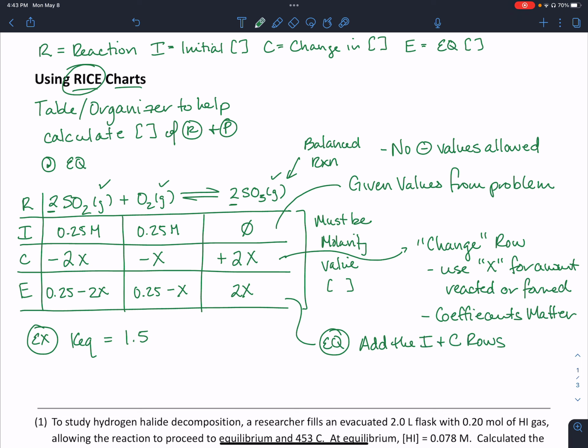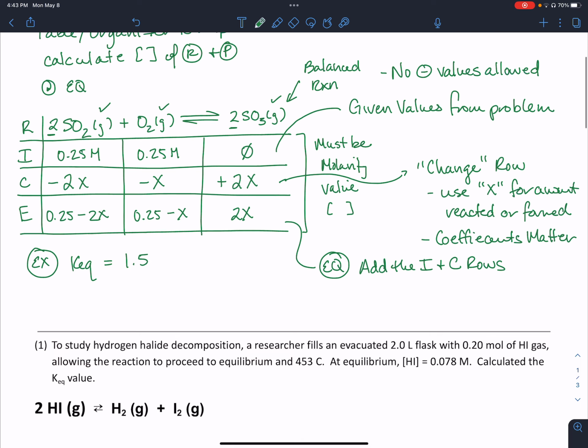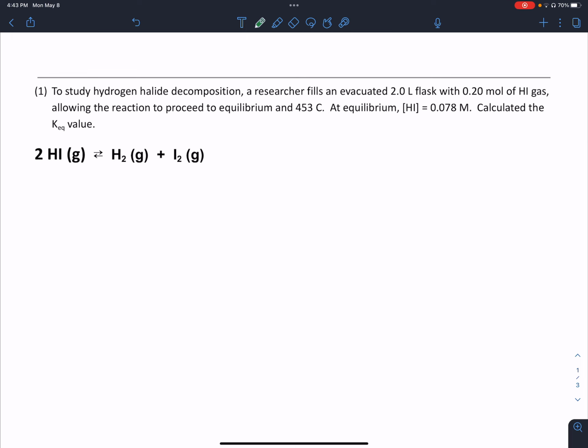Oh, I should go back and say one thing. The negative sign is okay in the change row because that's what's being reacted, and the positive sign is what is being formed. All right, so let's try one. They look a little more complicated than they are, particularly once you get the hang of it.